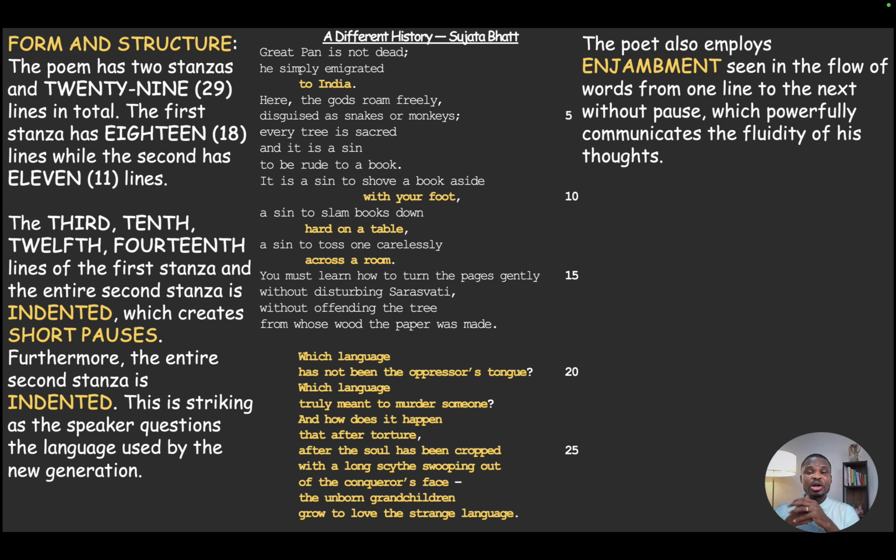Now, the poet also employs enjambment, the flow of words from one line to the next without pause, which powerfully communicates the fluidity of her thoughts. She wants to speak to us about what's happening, and so she uses indentation to flow, so that there's this sense, especially in the first stanza, where she talks about the immigration, of how free it is. So the gods cannot be constrained. And then language too, we see how language also flows from one generation to the next, again I think with the use of enjambment.